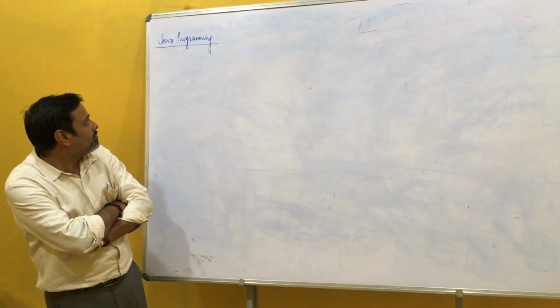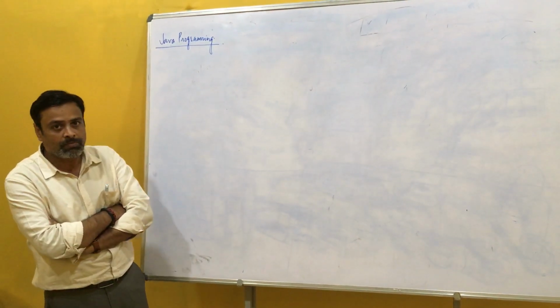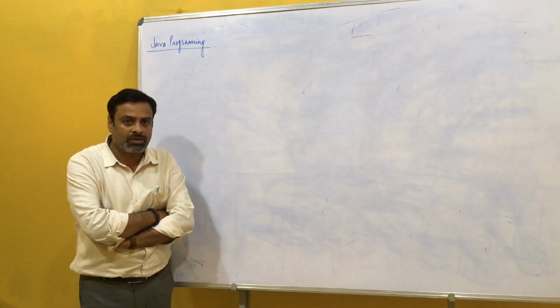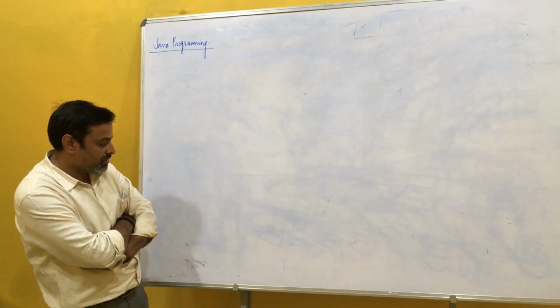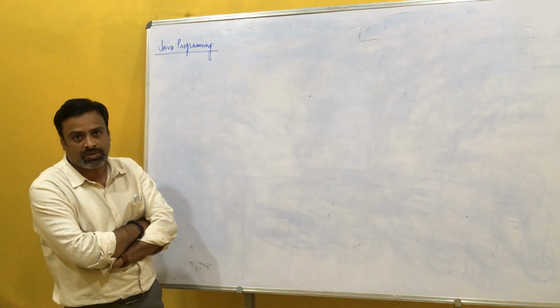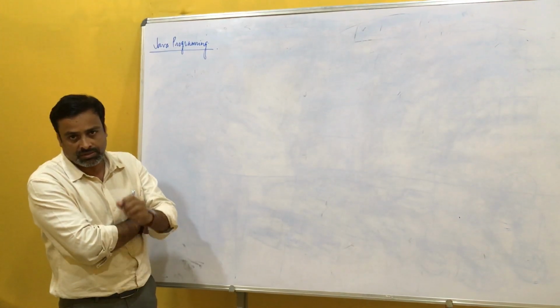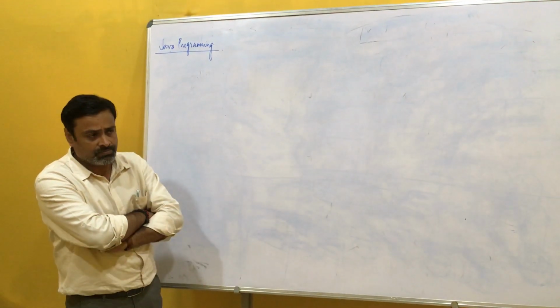Today I am going to cover the basics of Java programming. Basically, Java is considered an object-oriented programming language, and the relevance of Java in the industry is that most of the projects in the software industry are running in Java. So as far as the business of software is concerned, Java is a very crucial language.